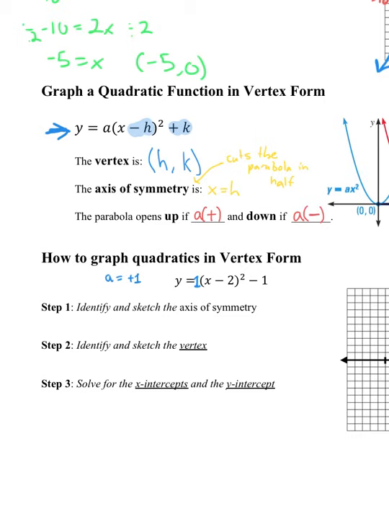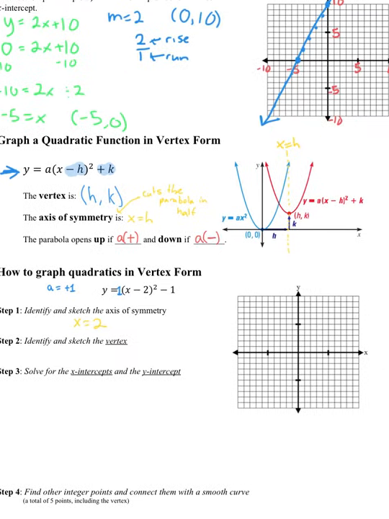Axis of symmetry, x minus 2, so the axis of symmetry is x equals 2. We can identify that and sketch it on our graph. Before we can sketch anything, we need to put our scale on here. I'm going to scale the x-axis by 1s, and I'll scale the y-axis by 1s for this example.